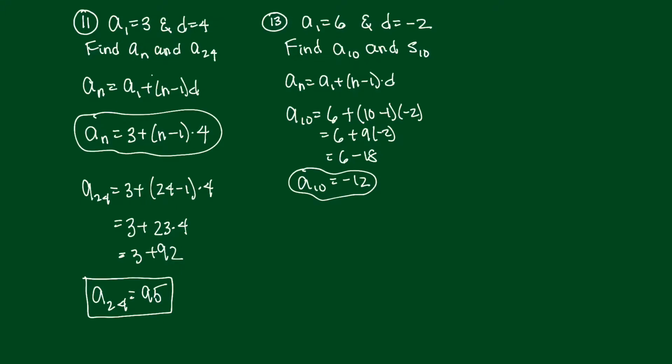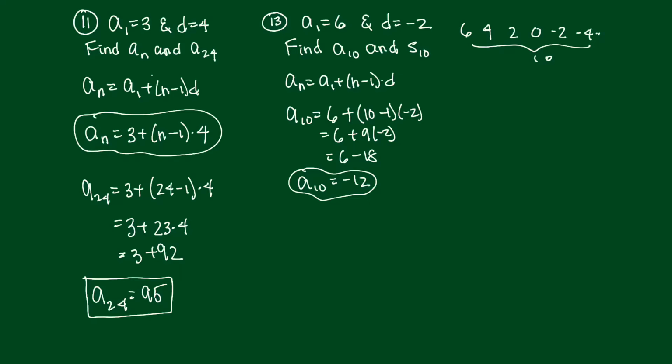Now the next thing we want to do here is find the sum of the first 10 terms. You start here at 6. What's the next one? You add -2. So what do you get? You get 4, and then 2, and then 0, then -2, and -4, and so on. What if we add up the first 10 of these? Well, we could do it blunt force like this, or we can use a formula.